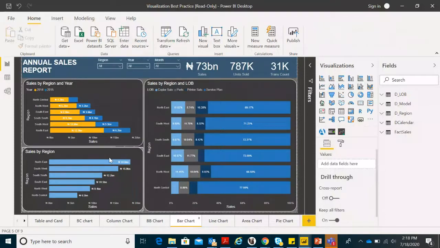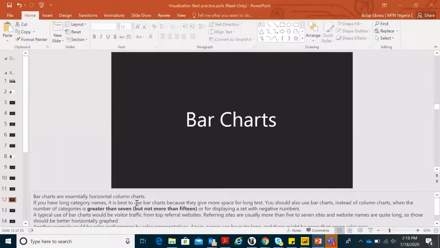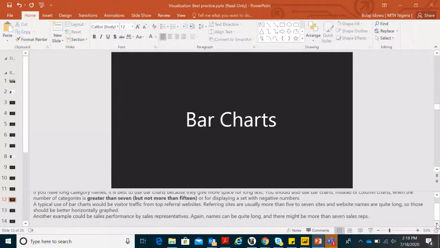Then another thing is a typical bar chart for visitors, which would show traffic to a website you run, or if you want to present a sales report for people, and then you might need to put in a lot of names.